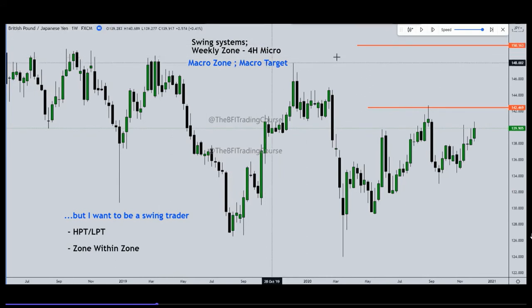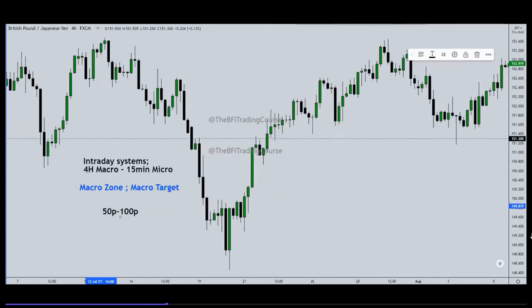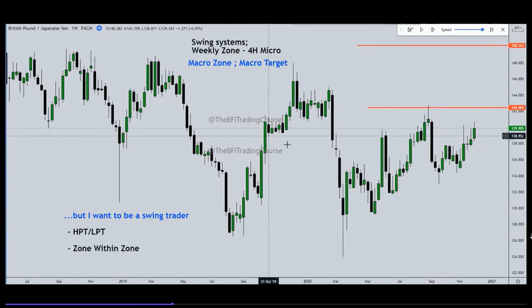Okay? Too many of you maybe took a trade at a weekly zone, but you're using some 15-minute little targets, or even maybe some 4 hour targets. Weekly zone, macro target, just like we said on the 4 hour 15. Macro zone, macro target. The target has to be on the 4 hour for a 4 hour zone. The target has to be on the weekly for a weekly zone.